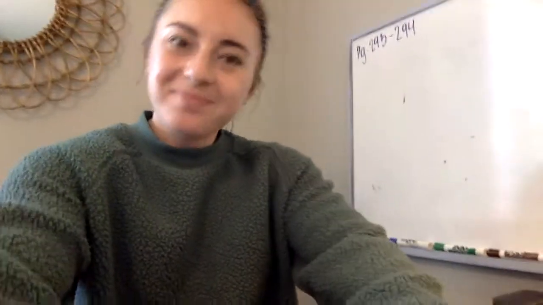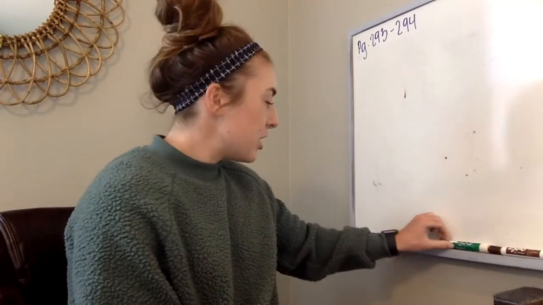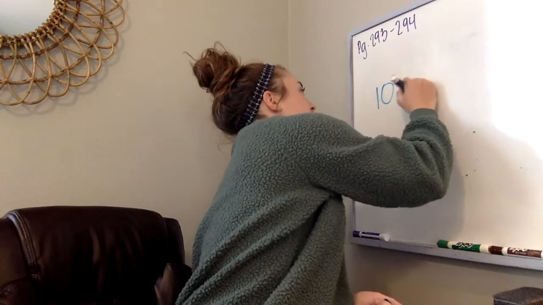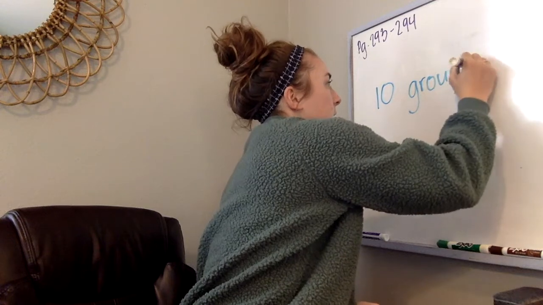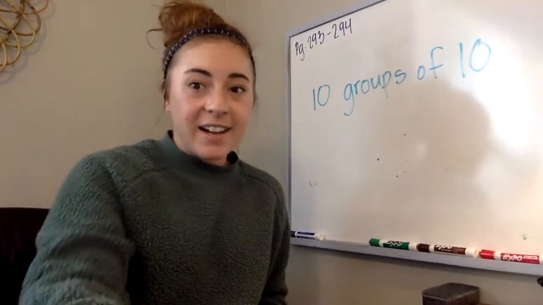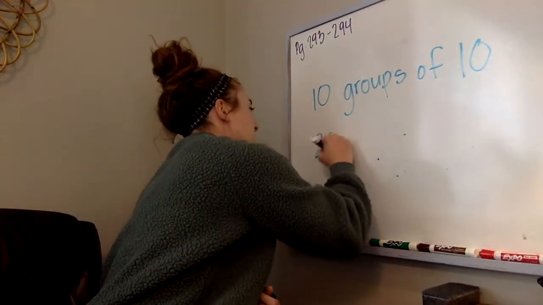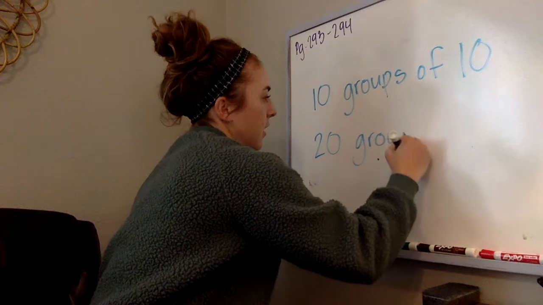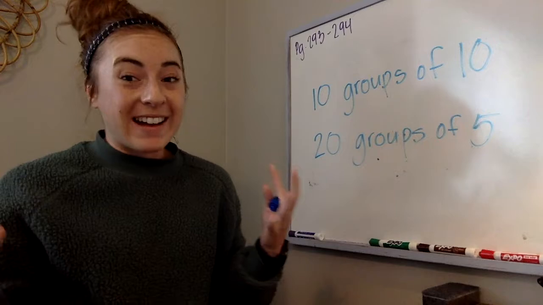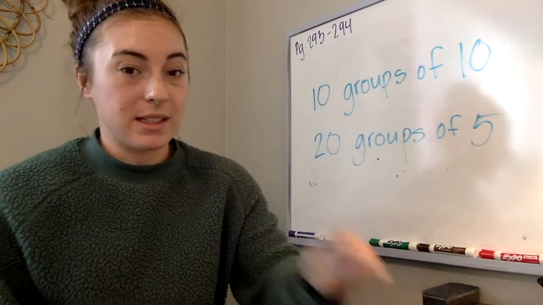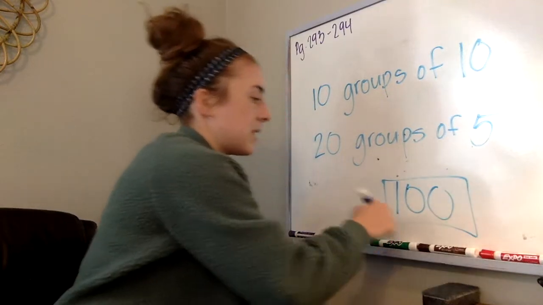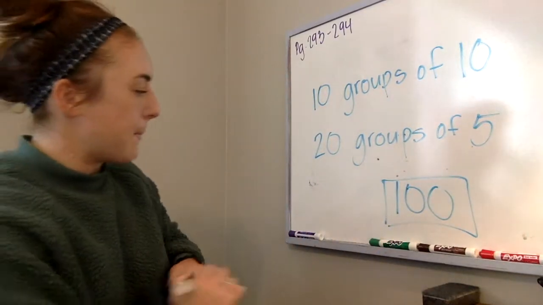So my friends, it's nice to see you again. So originally when we were counting by tens, we had 10 groups of 10. And then when we counted by fives, we had 20 groups of 5. But both of them all added up to how many of these little tiny blocks, the single ones? 100. No matter what we did, we still had 100 blocks.